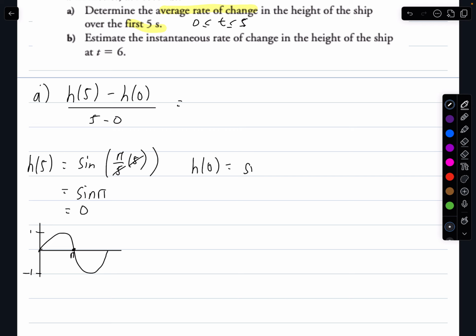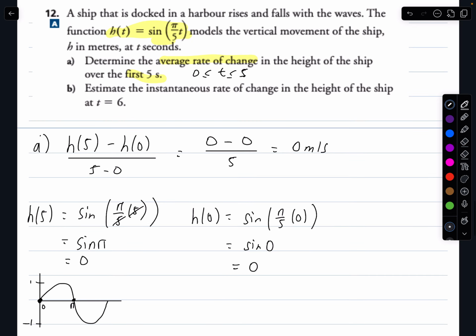What if we did it for h at 0? We'll have pi over 5 times 0, so we'll end up with sine 0. And what is sine 0? Sine 0 is actually this point, which is also 0. So then we're left with 0 minus 0 over 5, which is 0 meters per second, because that's the average rate of change in the height over the first 5 seconds. That one was pretty straightforward.